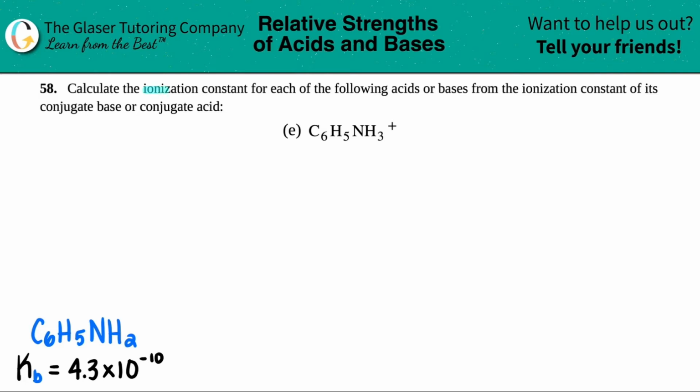58. Calculate the ionization constant for each of the following acids or bases from the ionization constant of its conjugate base or conjugate acid. And then we have letter E. So in this case, we have to find the ionization constant for C6H5NH3+. So the first thing is, is this going to be an acid or a base?